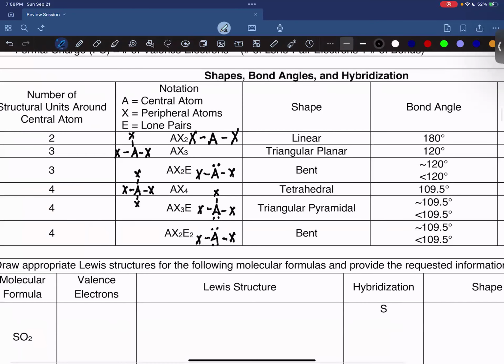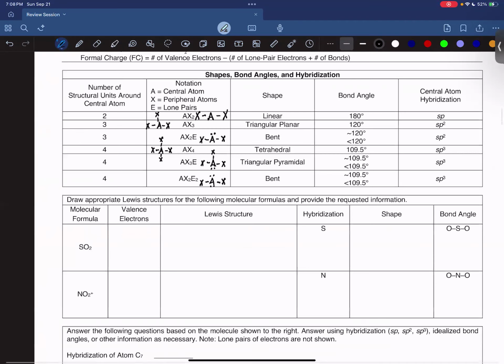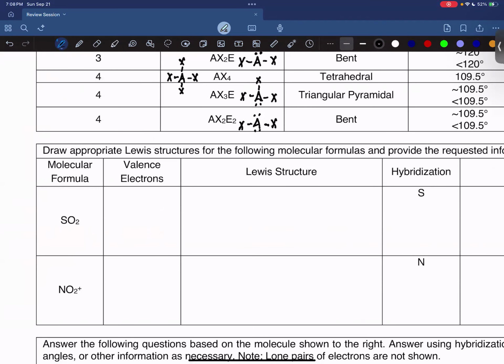Okay, so getting to the problems themselves. First we're starting with SO2. What I like to do, finding the valence electrons, is write out the different atoms, and then I write how many of each that we have. So we have one sulfur atom, two oxygen atoms, and then figure out the number of valence electrons. Just so you guys know, on the back of the test, you will have a periodic table. So if you forget that sulfur has 6 valence electrons, it is totally okay. You'll have that there so you can figure it out.